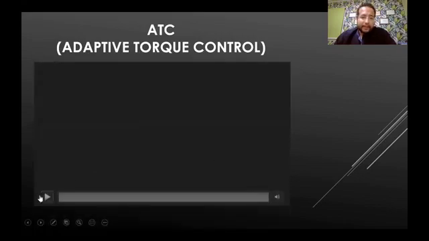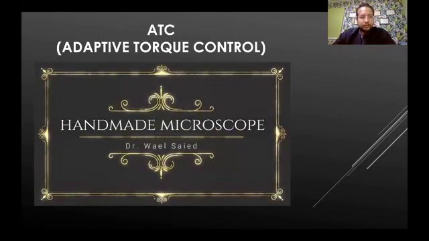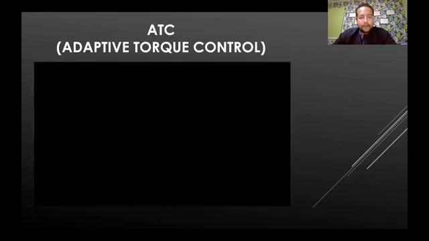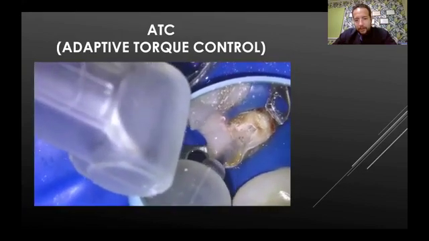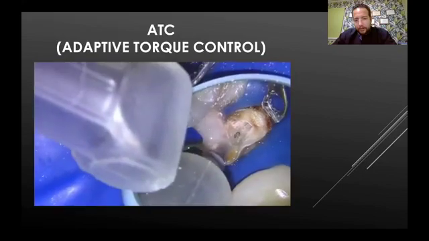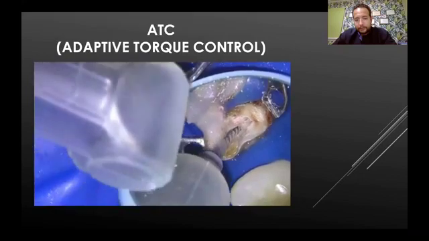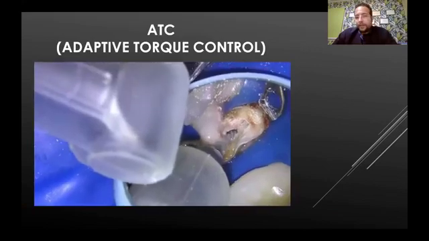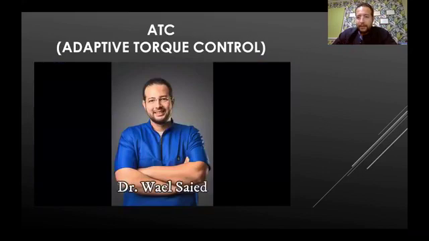Let's see it. You can see how the reciprocation will start when I reach maximum torque. Very cool function, and it's very useful when you need to push your file further, like in retreatment or in calcified canals. That will decrease the risk of file separation.